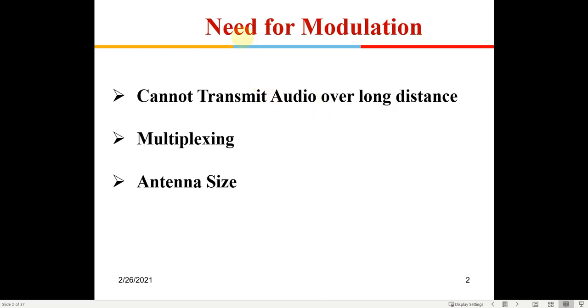Before we start the class, let's first try to understand the need for modulation, or in other words, the advantage of modulation. The first one is that we cannot transmit audio over long distances. If I'm speaking to you in a class, I don't require any amplifier. I can speak in a loud voice so that each one of you can hear what I am saying. But if you are all sitting in a huge hall or an auditorium, I can use an audio amplifier to amplify my voice and ensure that each one of you is able to hear me.